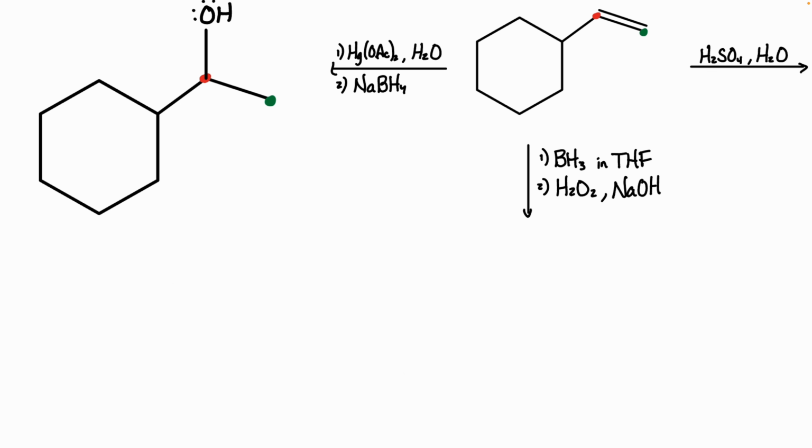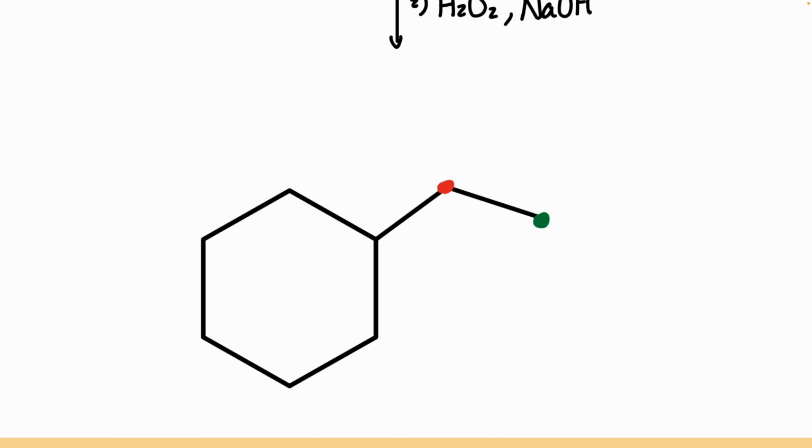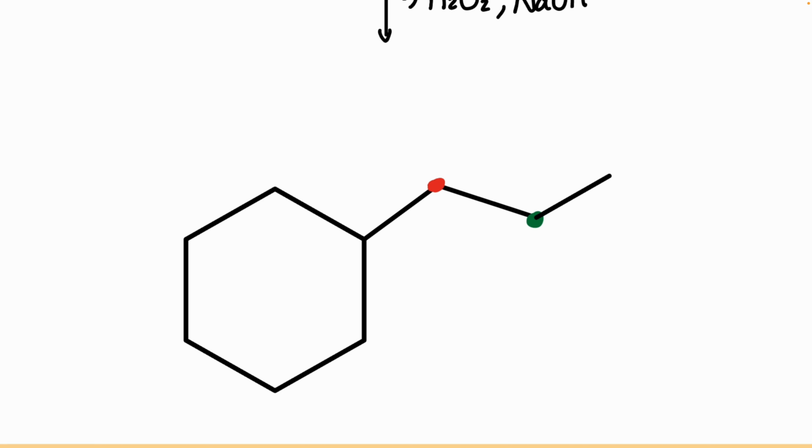All right. What about these hydroboration reactions? BH3. Now where's my hydroxyl group going to go? The red carbon or the green carbon? The green, the less substituted carbon, are anti-Markovnikov reactions.